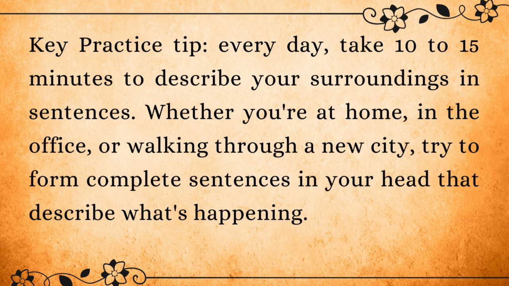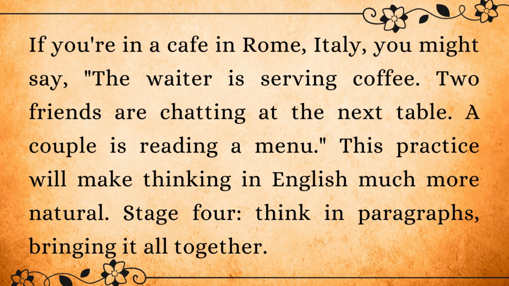Key practice tip. Every day, take 10 to 15 minutes to describe your surroundings in sentences. Whether you're at home, in the office, or walking through a new city, try to form complete sentences in your head that describe what's happening. If you're in a cafe in Rome, Italy, you might say, "The waiter is serving coffee. Two friends are chatting at the next table. A couple is reading a menu." This practice will make thinking in English much more natural.